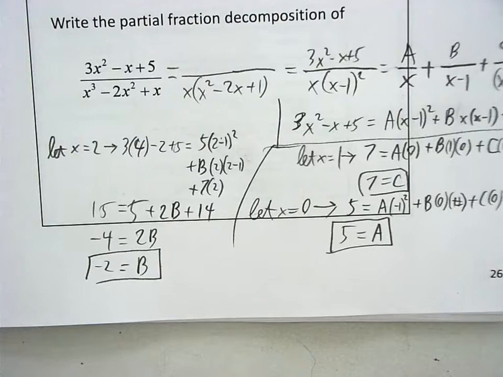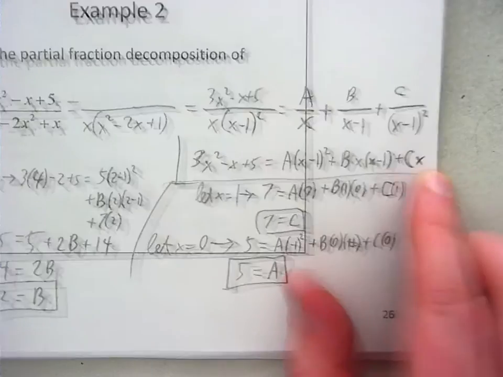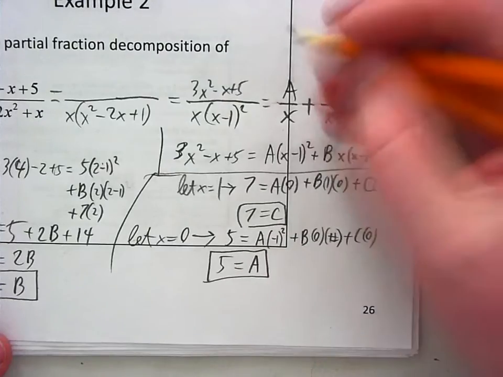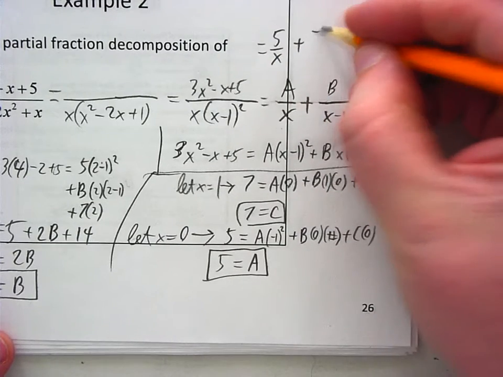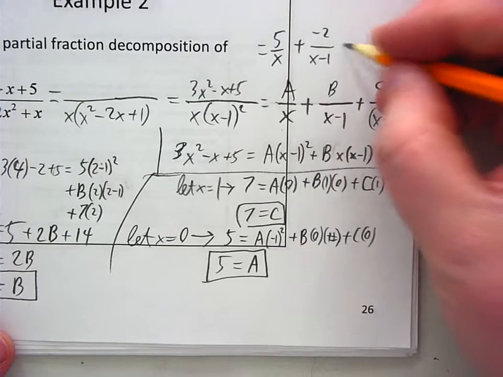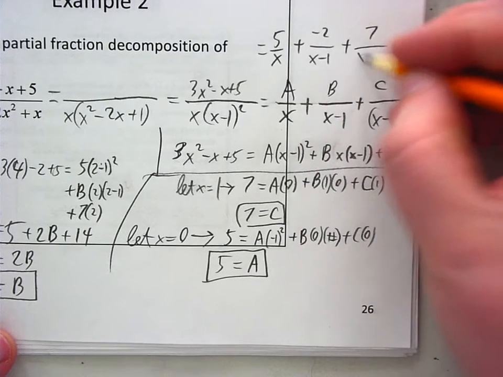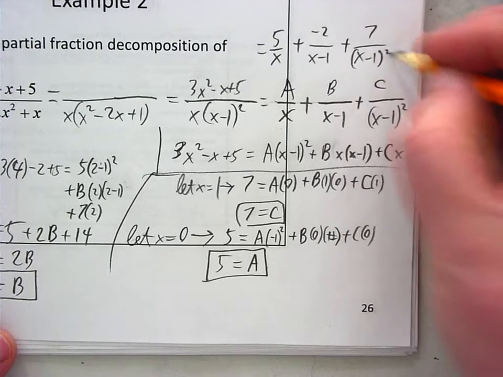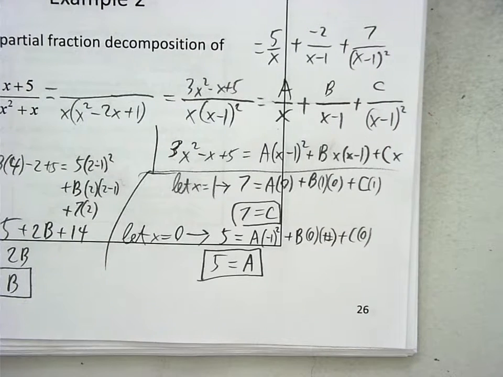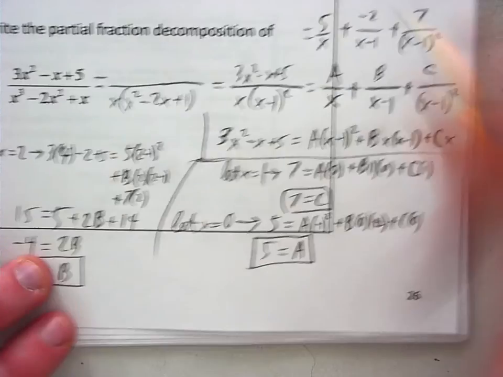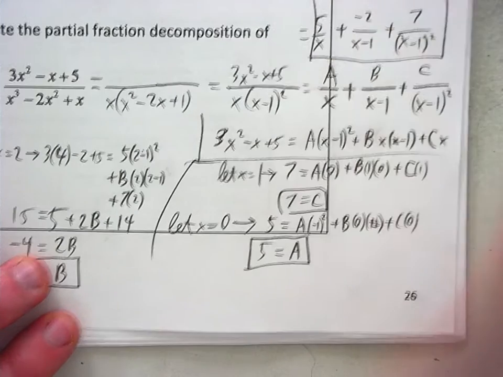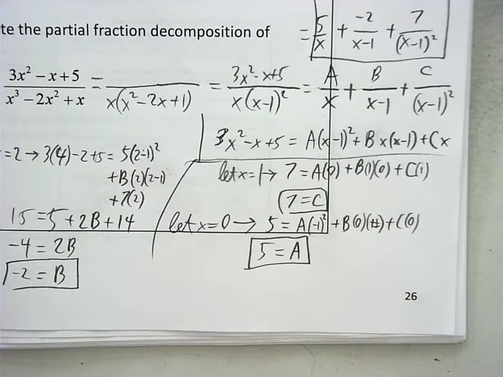So these are my 3 numerators. So then go back to the original, or what we came up with originally, and rewrite your partial fractions. So my actual answer for this is going to be 5 over x plus negative 2 over x minus 1 plus 7 over x minus 1 squared. That's it. Because if I multiplied this all out, it should give me back this. So it's a good way to check your answer, but it does take a little bit of time. Questions on that one?